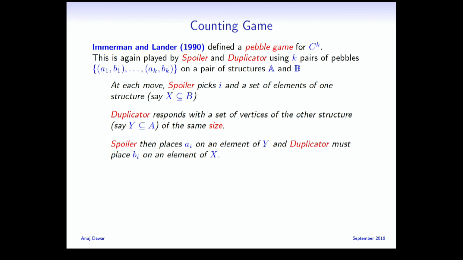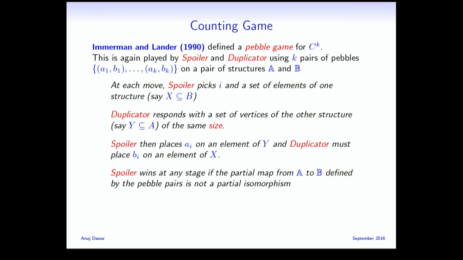I present this because, presented this way, it's kind of clear that it captures the semantics of this quantifier. i is one of these pebbles. At any point, spoiler can move any one of the pebbles. i ranges from 1 to k, right? There are k pairs of pebbles. But in the sequel of the game, what is the role of i? Spoiler chose which pebble spoiler is going to place, and then places that A_i on an element of X, and duplicator has to respond with B_i. Okay.